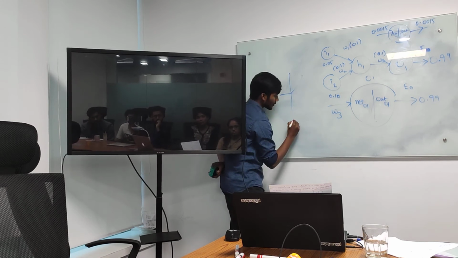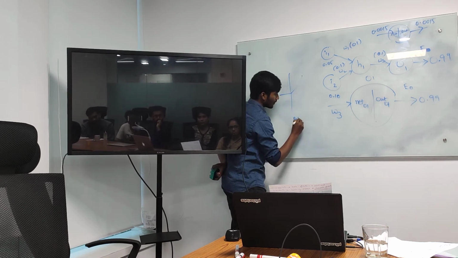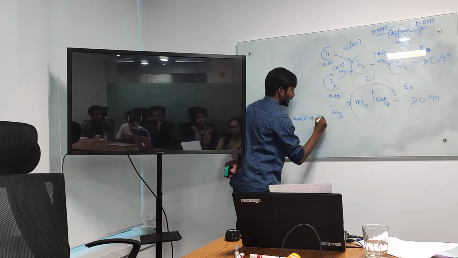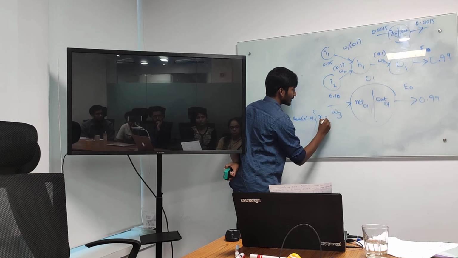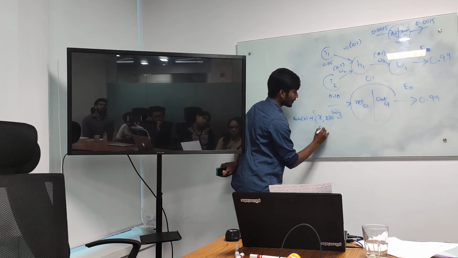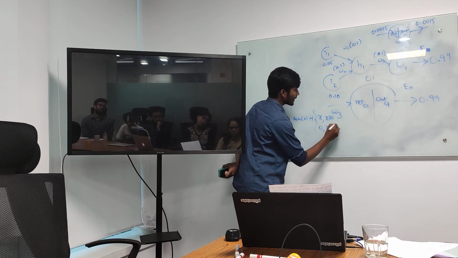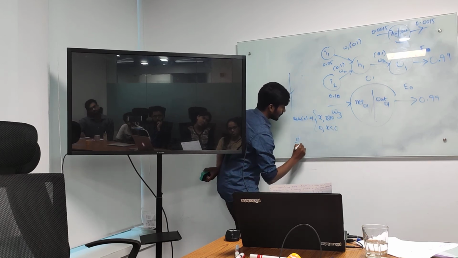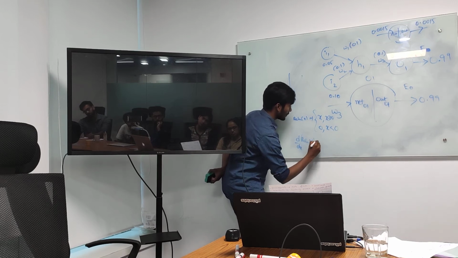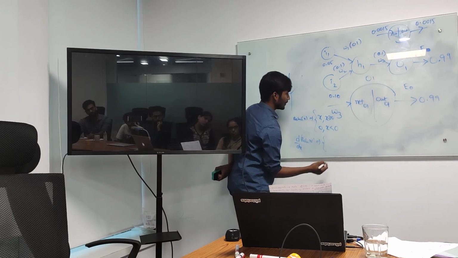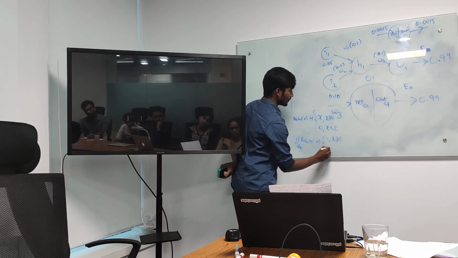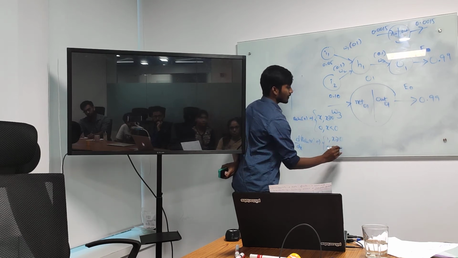So my ReLU function, ReLU of x, let me say, is defined as x if x is greater than or equal to 0, and 0 for x less than 0. So my d by dx of ReLU of x is d by dx of x, which is 1 for x greater than or equal to 0, and 0 for x less than 0.